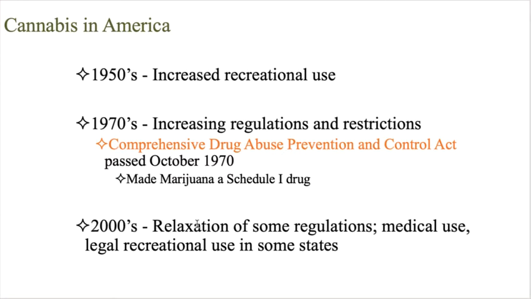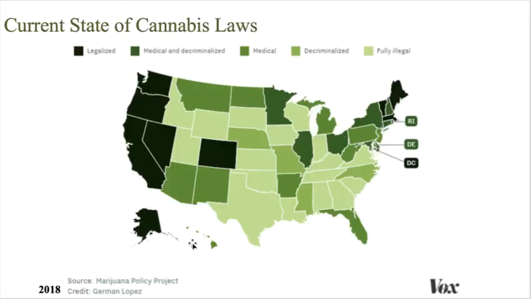So as we move into the 2000s, there's some relaxation of the regulations. Medical use has become legal in some places. Recreational is used in some places as well. So there's a few different statuses of marijuana depending on where you are in the country. So here we are in Tennessee, where it is fully illegal. In a lot of states on the East Coast and some on the West Coast, it's fully legalized, meaning you can use it whichever way you want.